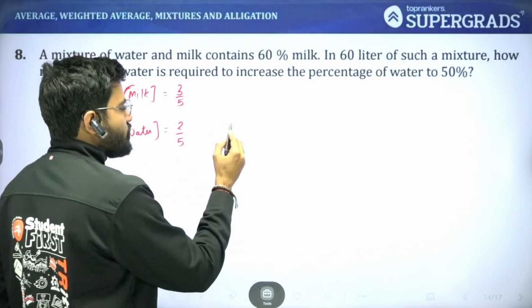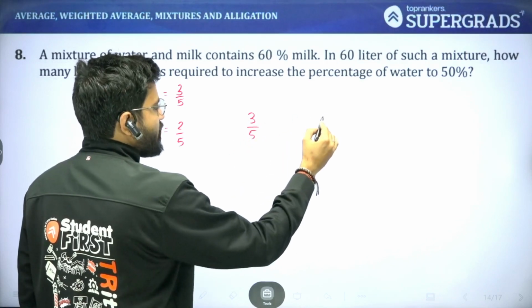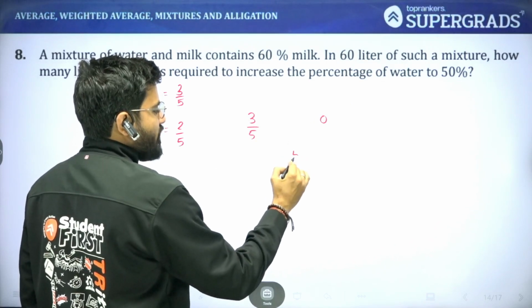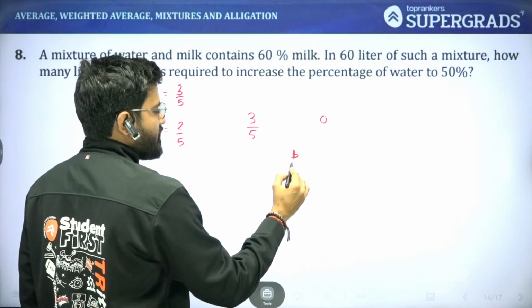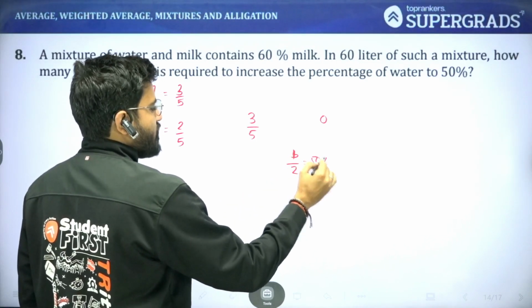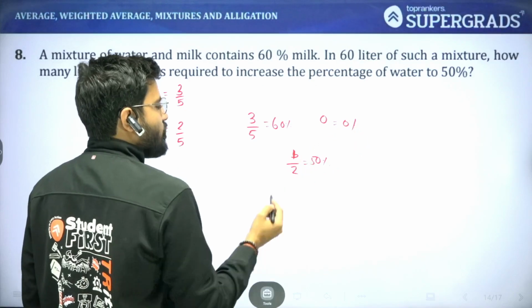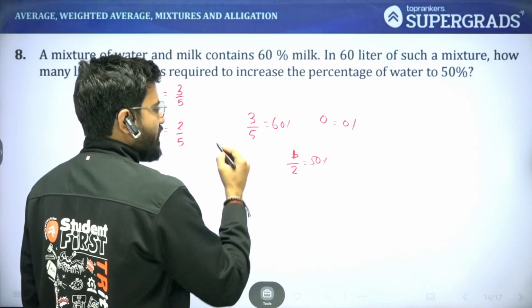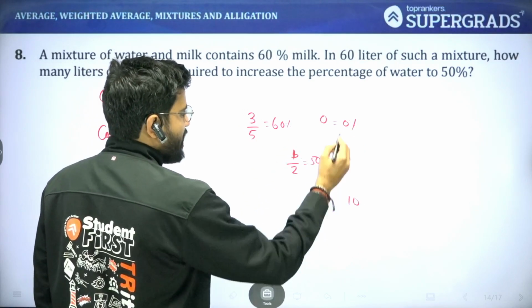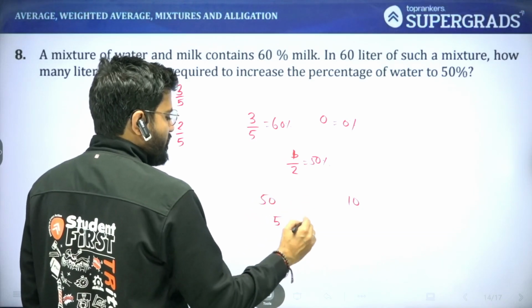So suppose I am using the concentration of milk. In mixture 1, it is 3 by 5. In mixture 2, it is 0. And the concentration of water is 50%, so the milk is also 50%. 50% is 1 by 2. So you can write this as 50%, you can write this as 60%, you can write this as 0% because in water, the milk will be 0. Here I am using concentration of milk. 60 minus 50 leaves 10, 0 minus 50 leaves 50. So the ratio is 5 is to 1.